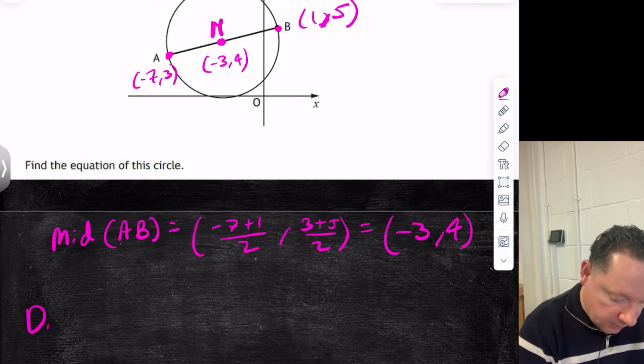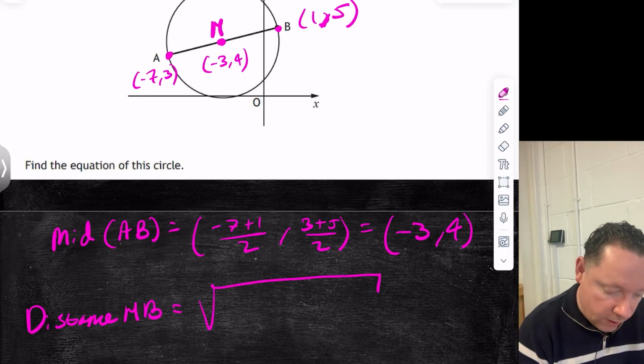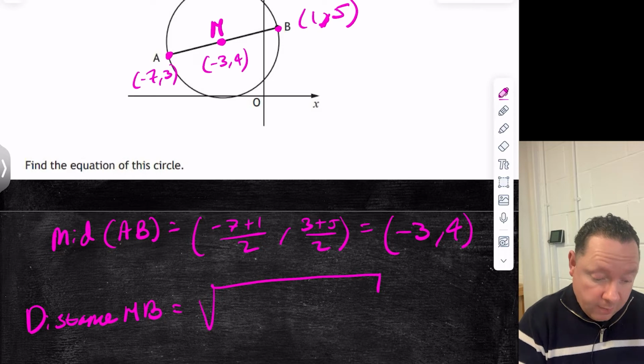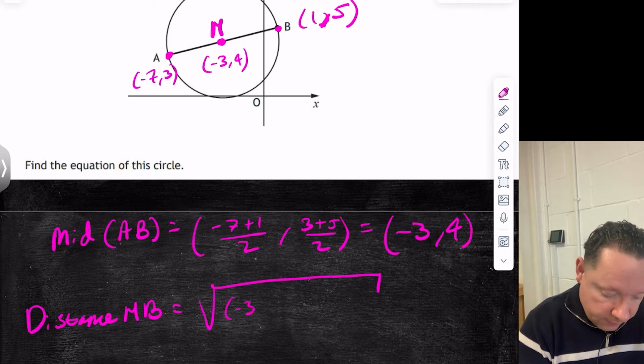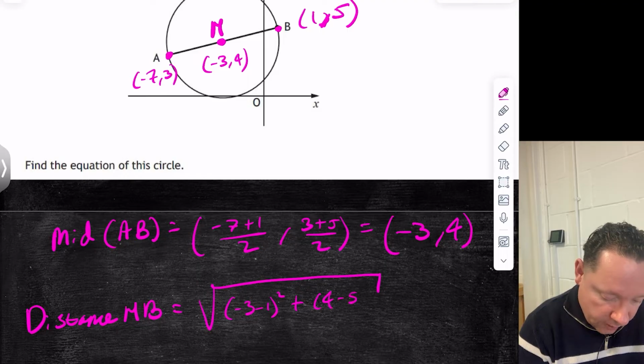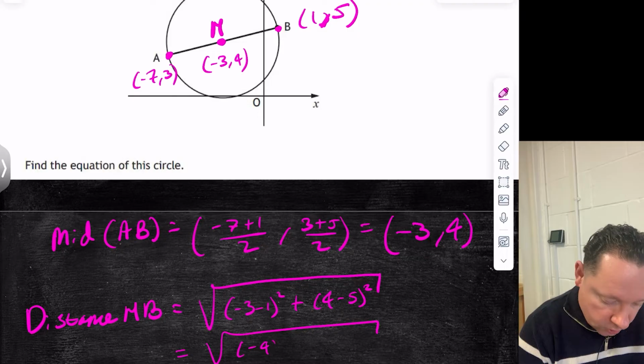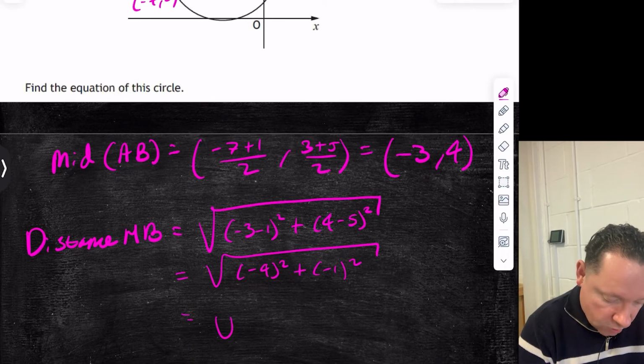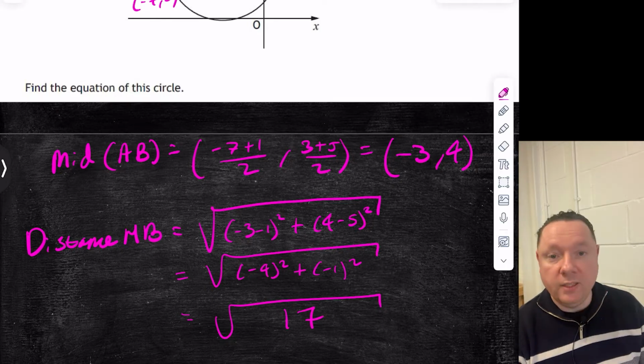The distance between m and say b is Pythagoras: the square root of (minus 3 minus 1) squared plus (4 minus 5) squared, all the other way round. That's the square root of (minus 4) squared plus (minus 1) squared. That's the square root of 16 plus 1, which is 17. So the distance is root 17.